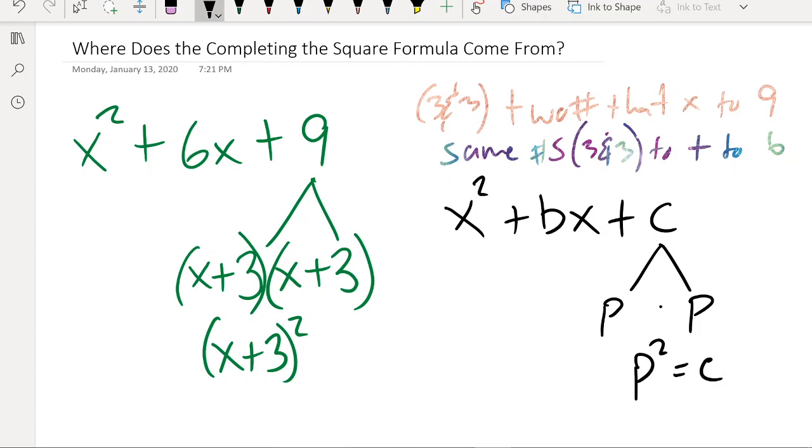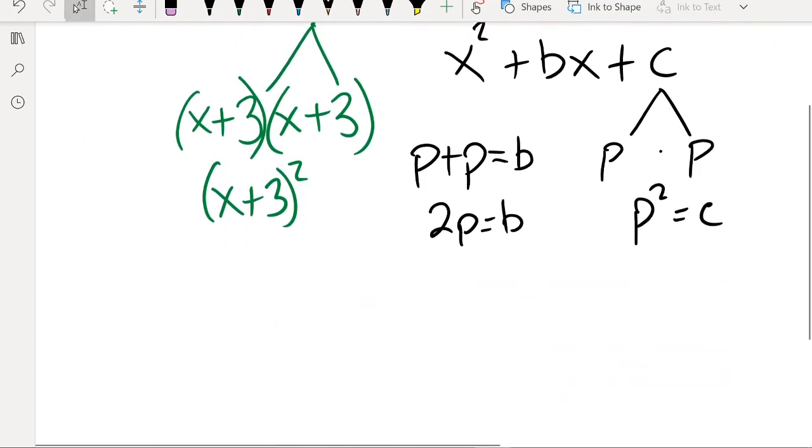If I take the factors, if they're the same factor and I square it, then I get c. Those same factors, whatever they are, p and p, they have to add to give me the middle term, right? The same numbers have to add to the 6, the middle term. So this would be 2p equals b. All right, that's the only confusing part. We're almost already to the formula.